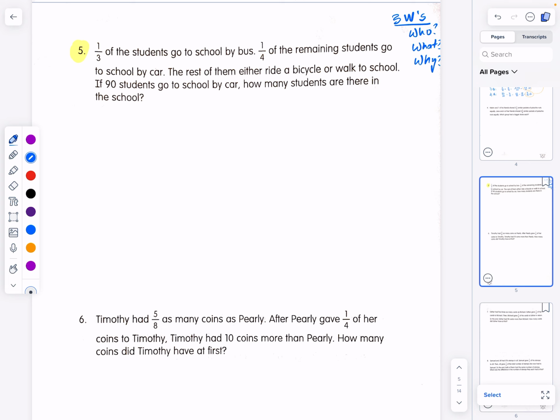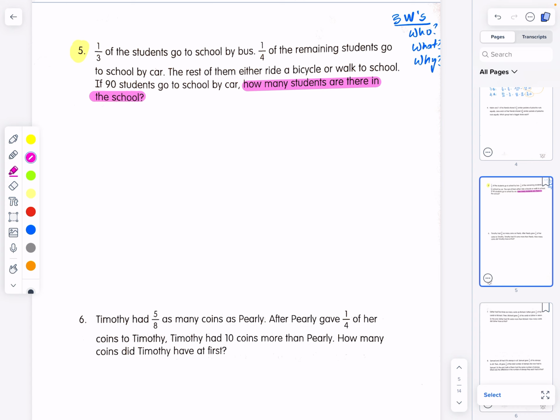So let's go. 1/3 of the students go to school by bus. 1/4 of the remaining students go to school by car. The rest of them either ride a bicycle or walk to school. If 90 students go to school by car, how many students are in the school? So I would like to always highlight the question as I'm solving my problems. How many students are in the school?